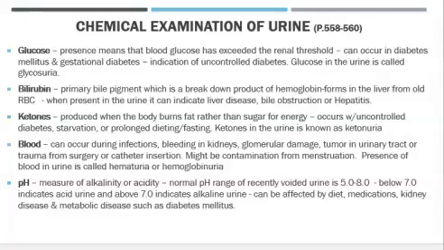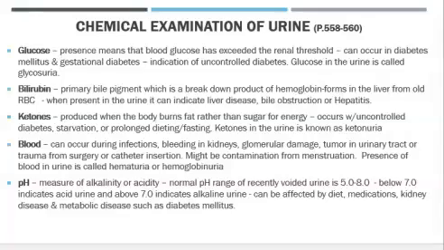This can occur when there's infections in the body or bleeding in the kidneys, whether there's glomerular damage in the nephron, also tumors in the urinary tract or trauma from surgery, or even trauma from a catheter insertion can cause blood in your urine. You may have blood in the urine as a result of menstrual contamination. The presence of blood in urine is called hematuria or hemoglobinuria.